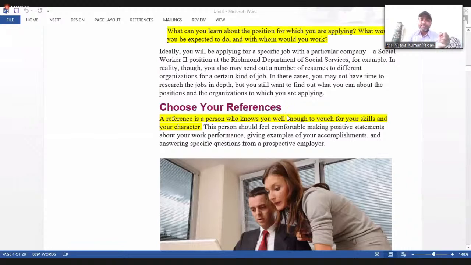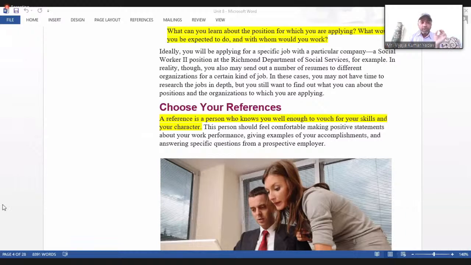Choose your references. See, references means the people under whom you have already worked, or under whom you are currently working, or under whom you have taken some training. Who are the persons under whom you have taken some training, where you have obtained some special skills? Who are the persons under whom you are currently working? Who are the persons under whom you have previously worked? In references you have to write the names of those people.